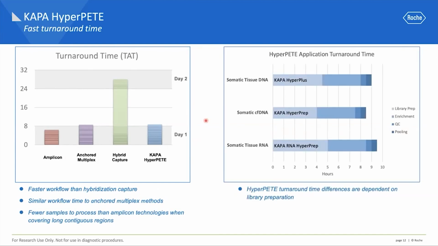Looking at the HyperPETE application turnaround time, you can see here on the x-axis we have listed hours. And we have components of the entire workflow, including library prep, the enrichment, QC, and library pooling. The HyperPETE turnaround time differences are really dependent on the library preparation method. Here we have examples of the somatic tissue DNA workflow, the cell-free DNA workflow, and the somatic tissue RNA workflow. You can see that there are differences in these workflow times. The HyperPlus workflow includes enzymatic fragmentation ahead of DNA library preparation, and that's why it's slightly longer than the KAPA HyperPrep, which does not include fragmentation. And finally, the KAPA RNA HyperPrep, which includes cDNA synthesis ahead of library preparation, is the longest workflow, being completed in about 5 hours. One thing to note, you can see on the graph in the darker blue sections next to the library prep sections, is that the enrichment workflow is the same across all applications.